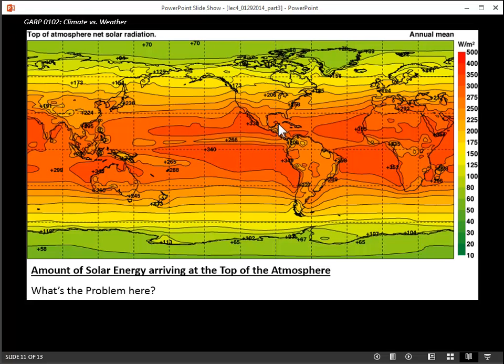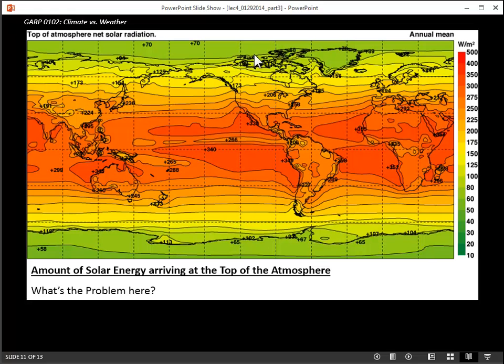So now you have a map of how much heat arrives at the top of the atmosphere from the sun. And you can see a very interesting pattern. High values in the tropics. Lots of heat arriving from the sun in the tropics. Think of places like Cuba. Think of places like Costa Rica, Mexico, and Hawaii. They get a lot of heat from the sun.